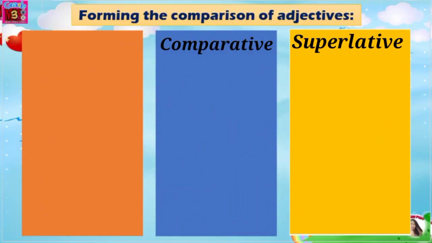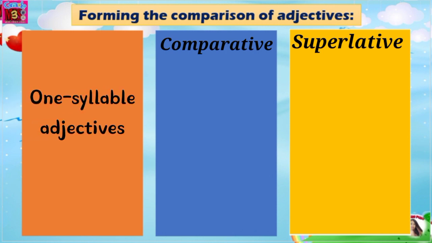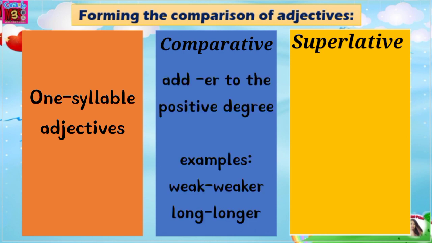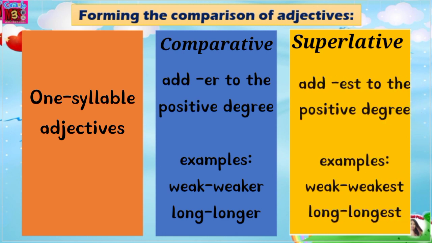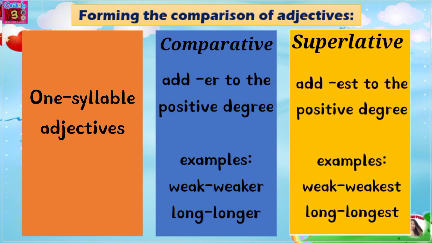Here are some rules in forming the comparison of adjectives. First is one-syllable adjectives. To form its comparative degree, add er to the positive degree. Example, weak, weaker, long, longer. While in superlative degree, add est to the positive degree. Example, weak, weakest, long, longest.